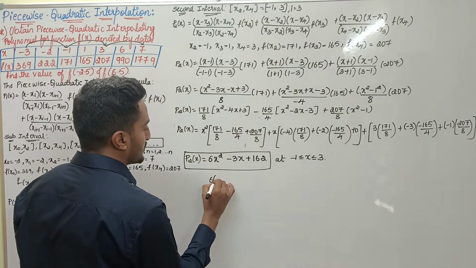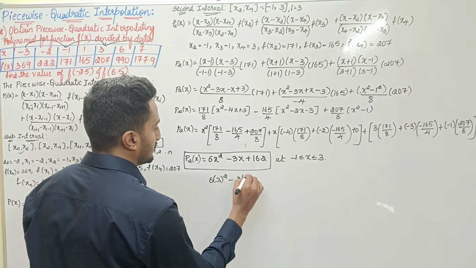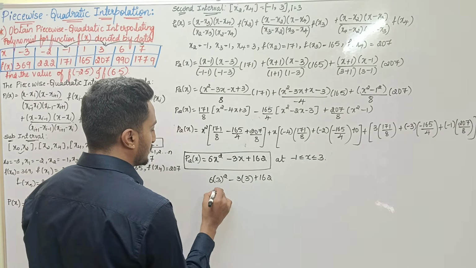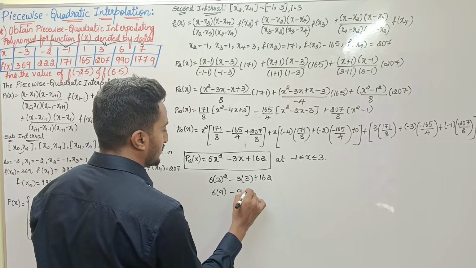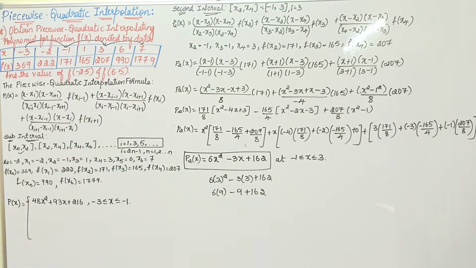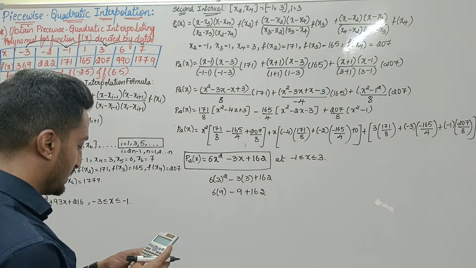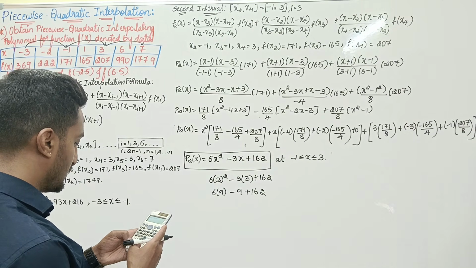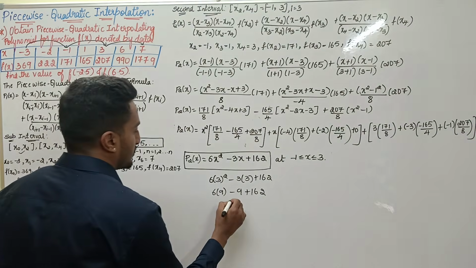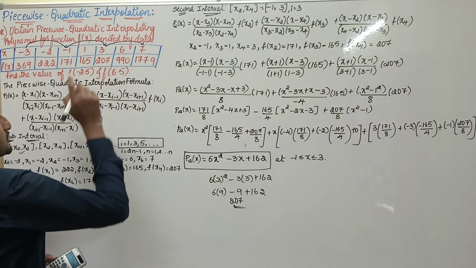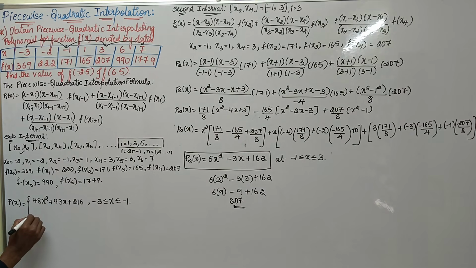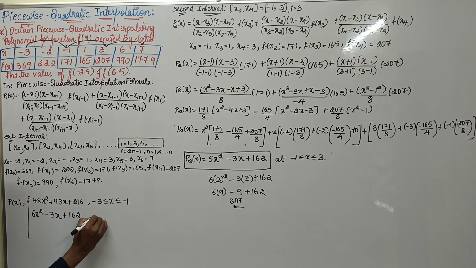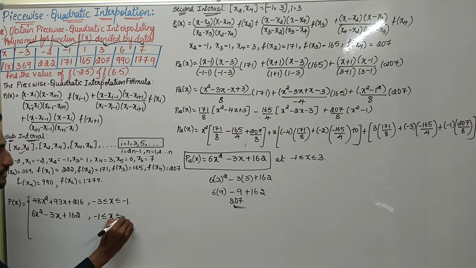If I take 3: 6 into 3 square minus 3 into 3 plus 162. 3 square is 9, minus 9 plus 162. Okay, you again use the calculator. You get 6 into 9, minus 9 plus 162. You get 207. See, it is the required solution. It is correct, so the second piecewise is 6x square minus 3x plus 162 at the interval -1 less than or equal to x less than or equal to 3.